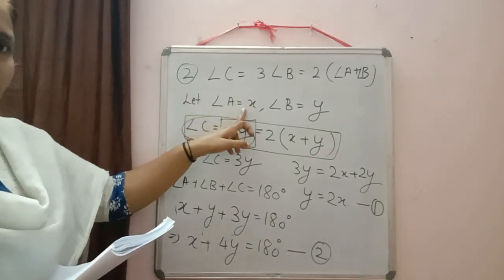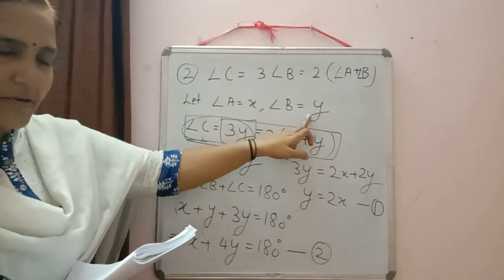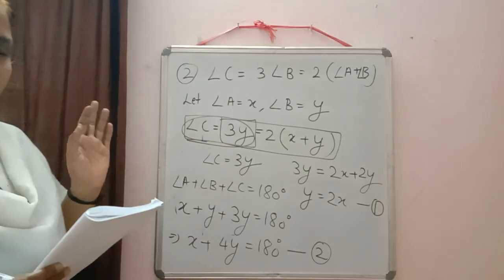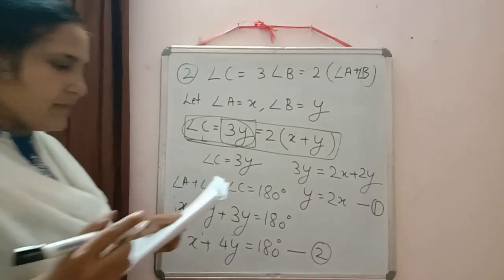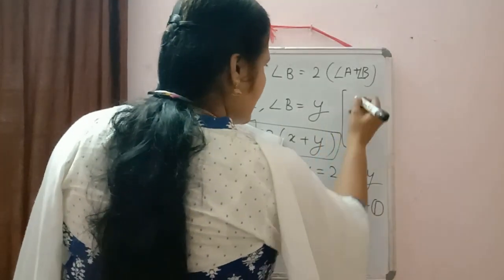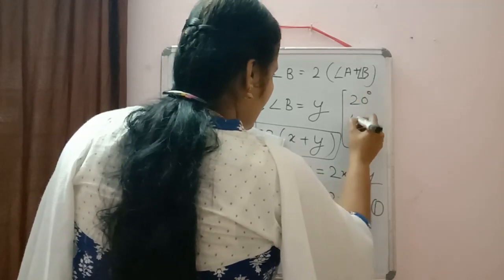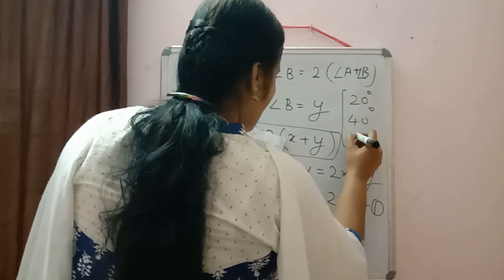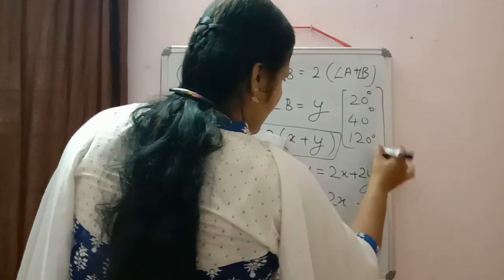Angle A will be equal to x, angle B is equal to y, and angle C will be equal to 3y. So when you solve, you will get the answer as 20 degree, 40 degree and 120 degree.